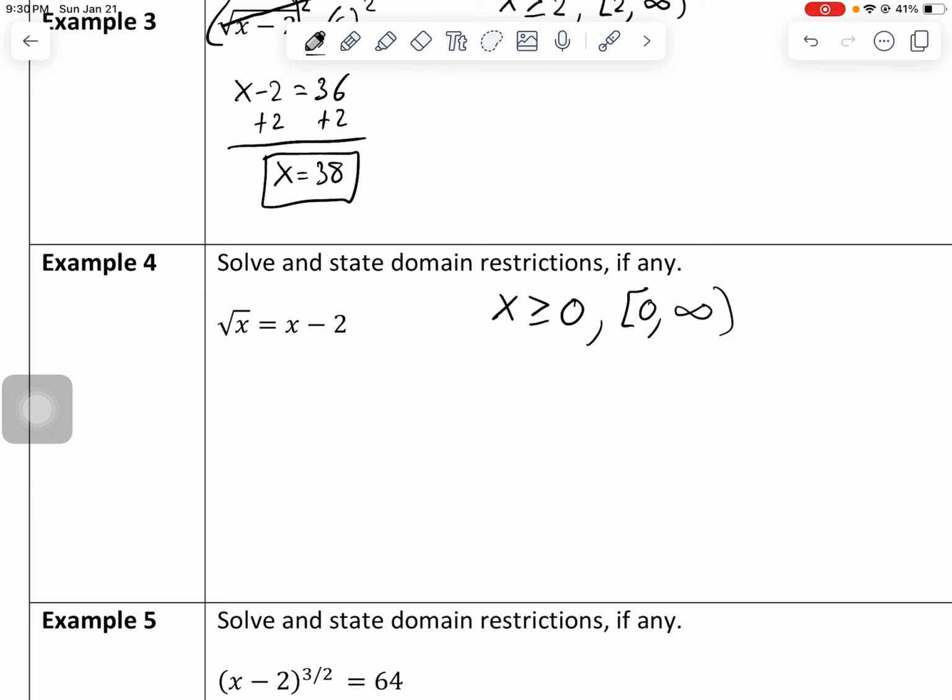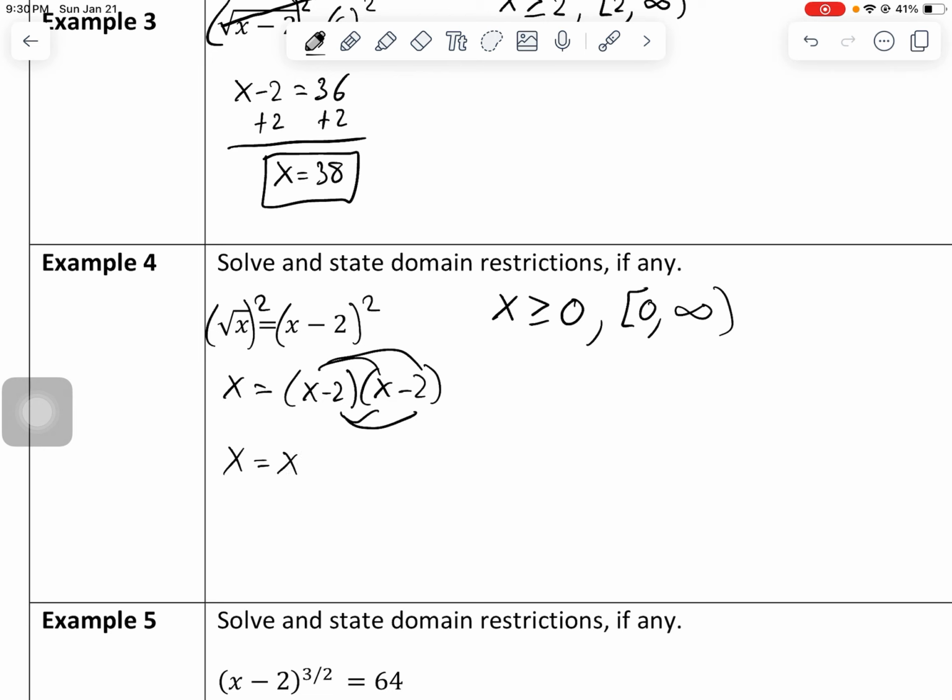And we're going to do the same thing. We're going to square both sides, because we have a square root for this variable here. So this side becomes just plain old x. This side, however, I squared both parts because I have to include the entire expression. So this becomes x minus 2 times x minus 2. So we're going to have to do the FOIL process. So x equals x squared minus 2x minus another 2x and then plus 4.